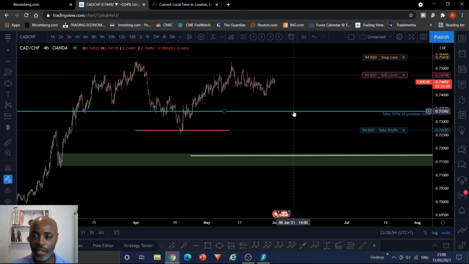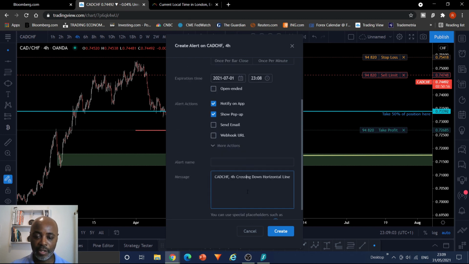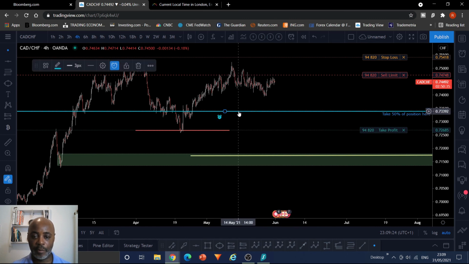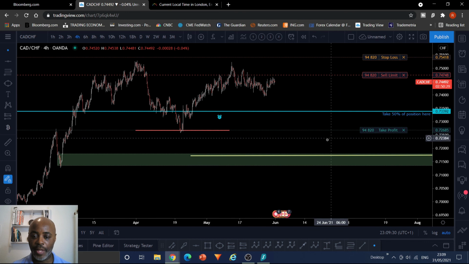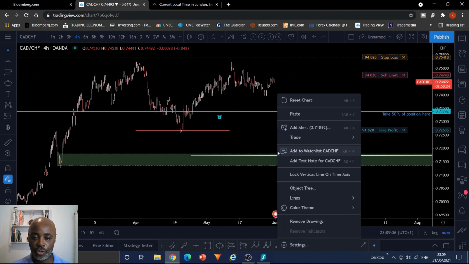And again, I just add an alert if price is crossing down through that level. The message for me is called take off 50%. Okay, and that's it. When the clock appears, there you go, there's my alert set in there. That's what I'm going to be looking for there. And I'm also going to set another alert just here, just to remind me.